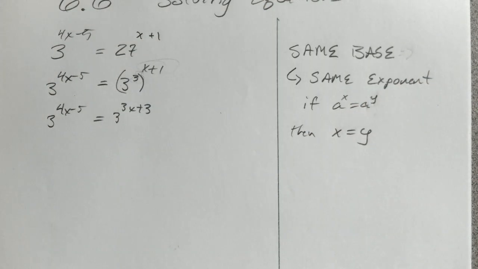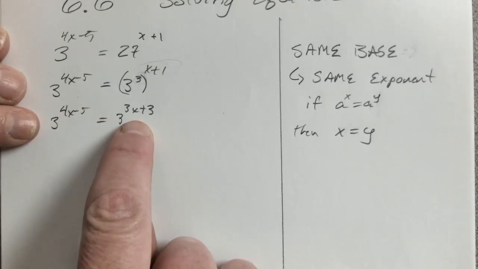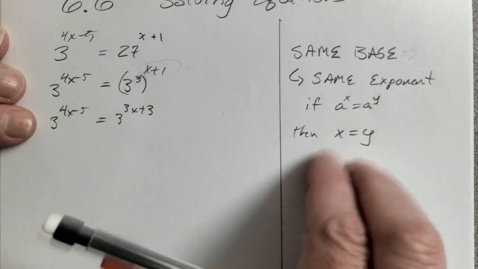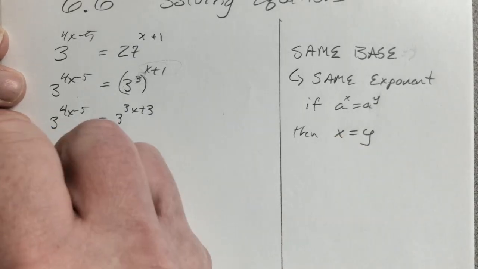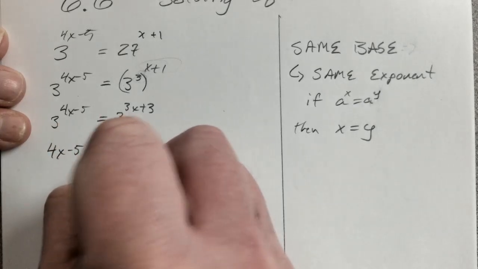So now that I have the same base on the left-hand side as I have on the right-hand side, 3 to some power, 3 to some power, all right, so a to some power, a to some power, we let the exponents equal each other. So my next line here, now that I have the same base, is going to say 4x minus 5 equals 3x plus 3.